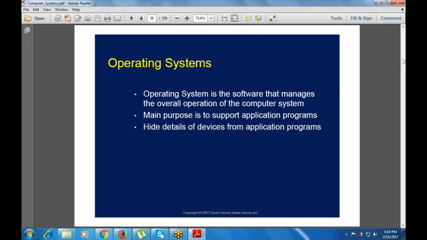Then the operating system is again the software that manages the overall operation of the computer system. We can say that it is an interface between the user and the hardware.